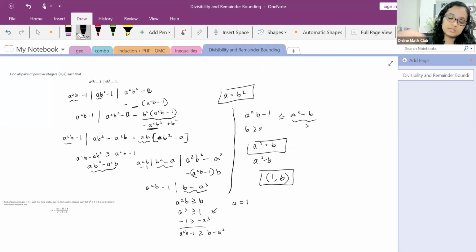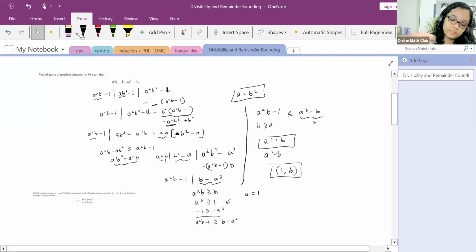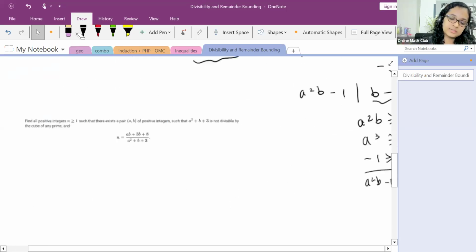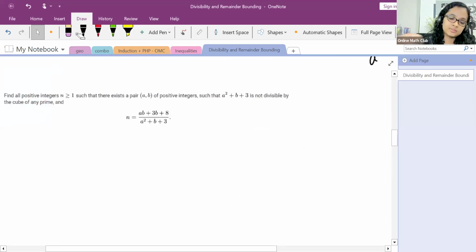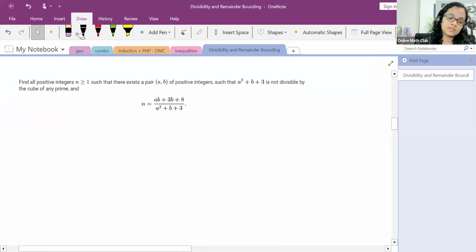And it's very easy to check that they work, so I'm not doing that now. Okay. So this is a very similar problem, but slightly more difficult. But it uses the same kind of ideas. So yeah, you can try.